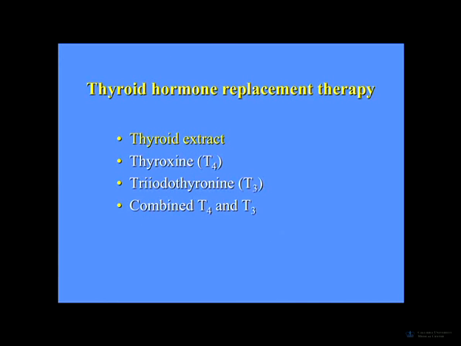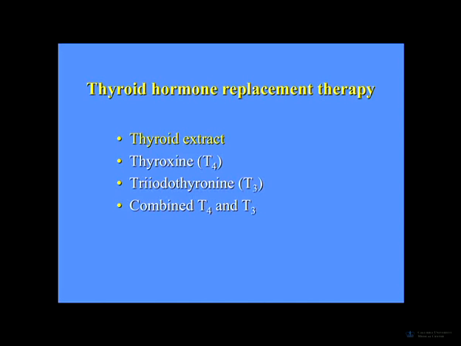Treatment of hypothyroidism. The oldest form of treatment was to use thyroid extract, which is desiccated pig thyroid, basically dried pig thyroid gland. And the dried pig thyroid gland contains T4, it contains T3, and a lot of schmutz. Basically the schmutz is iodinated tyrosine molecules that have no metabolic effect.